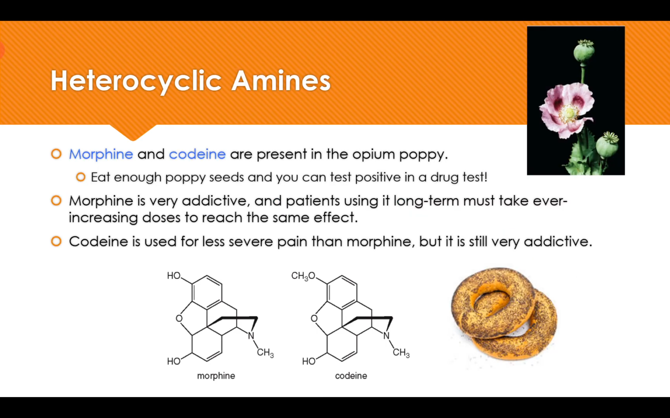There is some truth behind the urban legend that eating too many poppy seed muffins can make you test positive in a drug test. That's because these do contain very small amounts of morphine and codeine, because they are from the opium poppy. And those, of course, are very addictive, and there are long-term effects from doing all that.